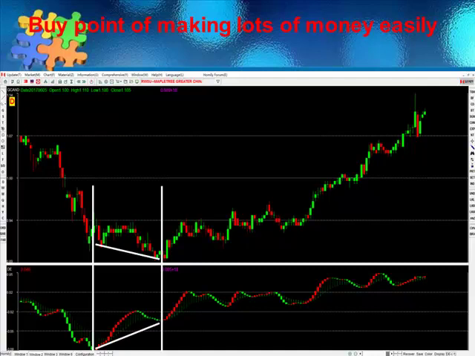Next one, if you see the price combined with the deviation expert or MACD, if you see top deviation, the rising chance is higher. If not, for bottom deviation, it's better to wait and see.